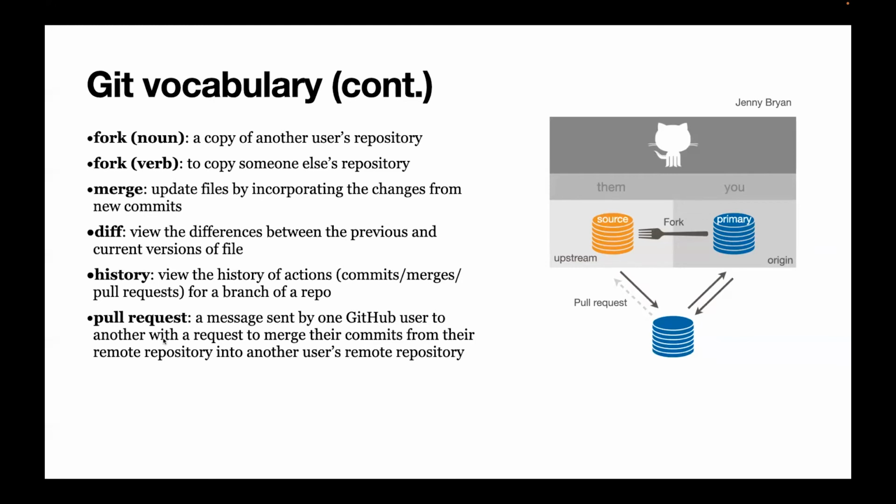So I'll come back to pull requests in a second, but merging after a fork is just updating the files by incorporating changes after these new commits. So you're merging new changes to the original version of a file. There's also going to be different buttons you might see in RStudio called diff and history. Diff is viewing the differences between each of these different versions. So the current version that you have versus the previous one that you've already committed in the past.